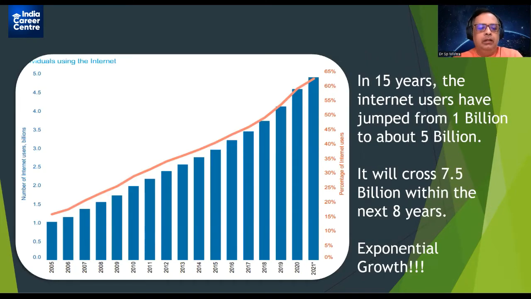If you look at this chart, it gives an idea about how the internet usage is growing over the years. In the last 15 years, starting from 2005, the internet user base was 1 billion people, and today it is already at close to about 5 billion people. And it will cross to 7.5 billion people in the next 8 years, which means that the growth is going to be exponential in terms of internet connectivity.